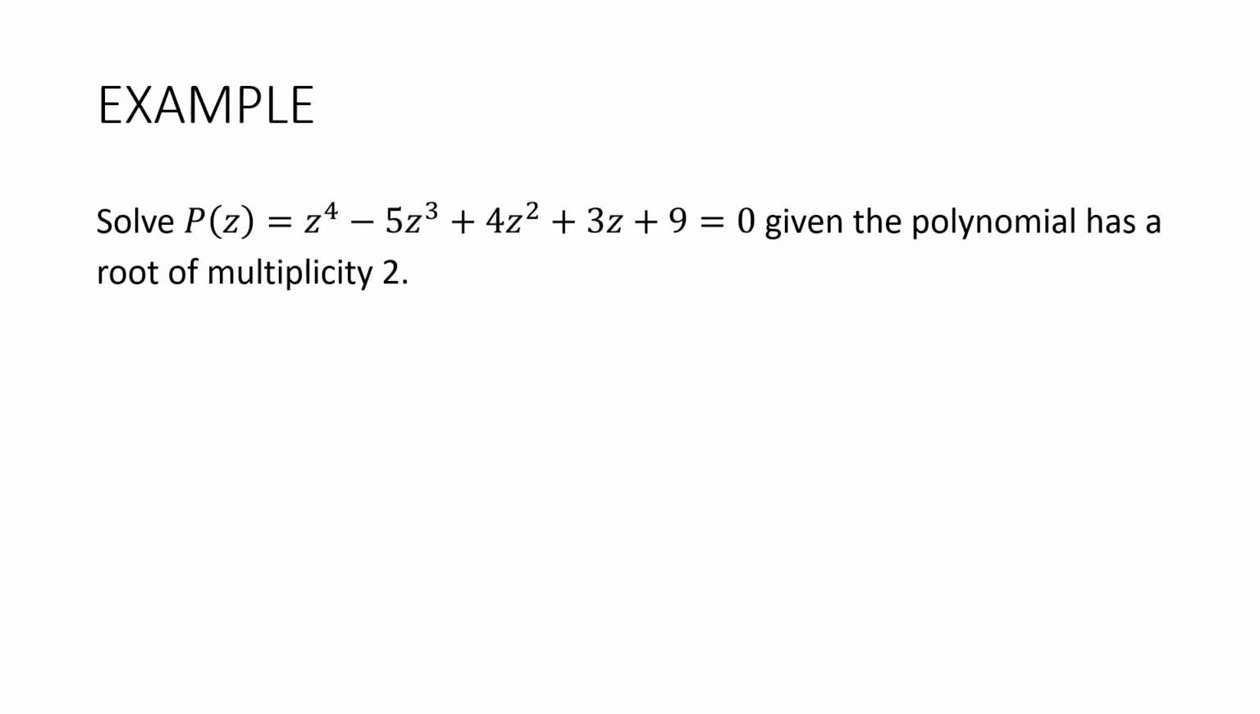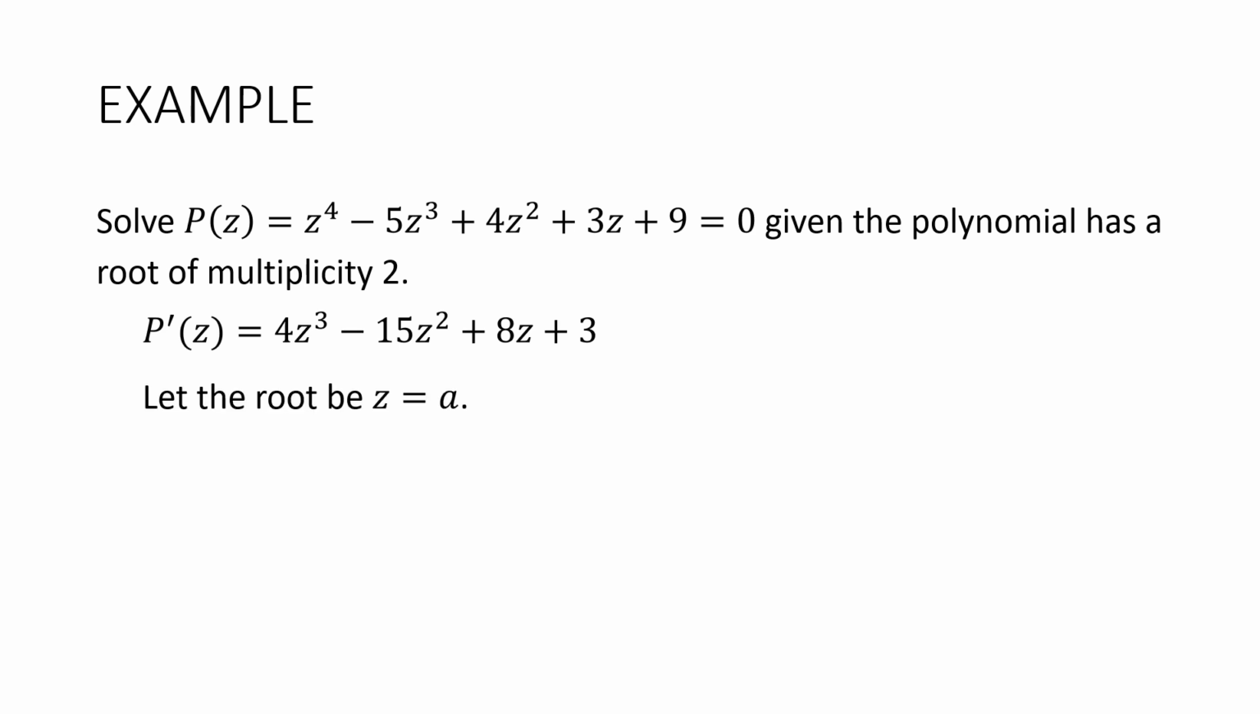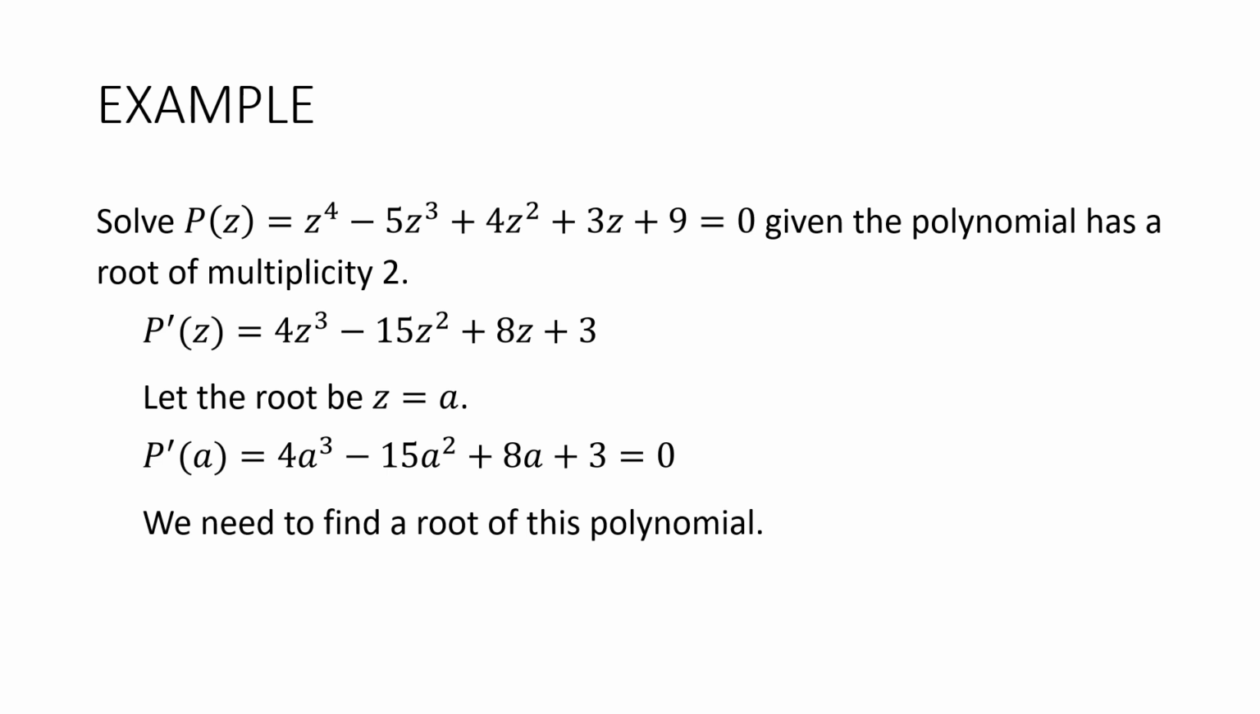Here's an example. Solve p of z is equal to 0 given the polynomial has a root of multiplicity 2. So we're going to start by differentiating. Now we'll let the root be z is equal to a, and that means when we substitute it in, we will get 0. So we need to solve this cubic. Now, I can't factorize the first two and the last two and do that quick method, so we're going to need to find a root of this polynomial and then use polynomial division.